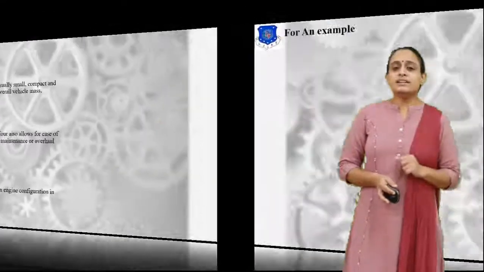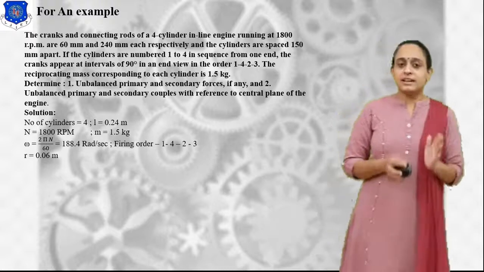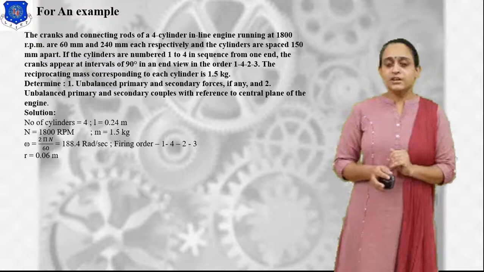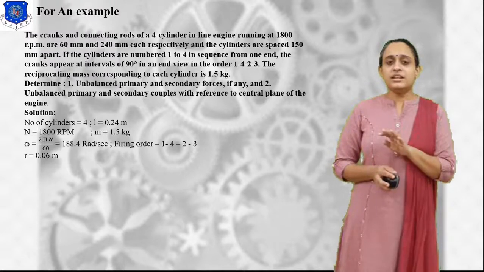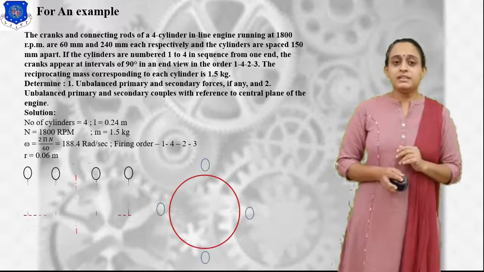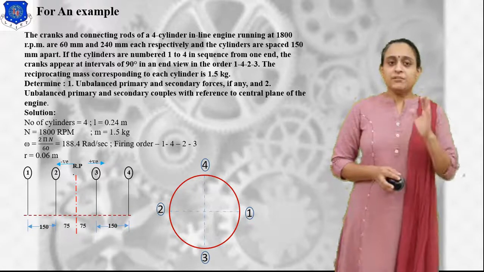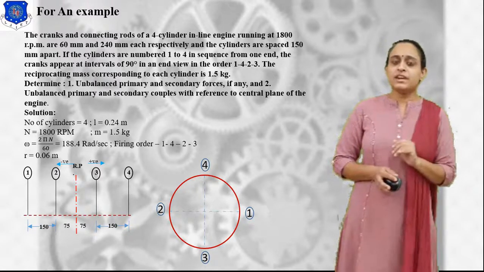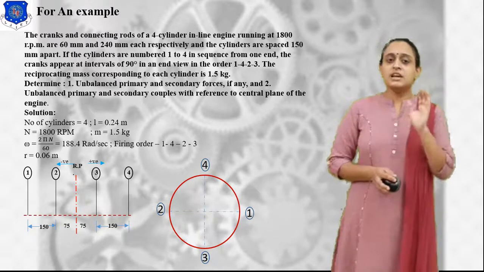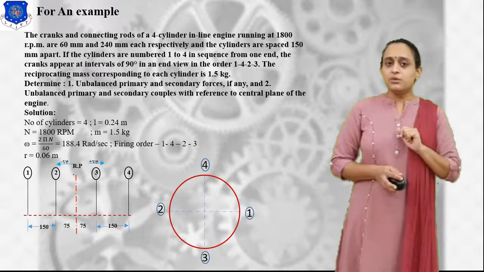Okay. Now let us have the numerical. For example, there is a numerical on the crank and connecting rod of a 4-cylinder inline engine. Here they have already given in the data that the 4 cylinders are running at 1800 rpm. It means we can write N is equal to 1800 rpm. If N is equal to 1800 rpm, we can find omega, which is 2 pi N by 60, which is 188.4 radian per second. The number of cylinders is 4.